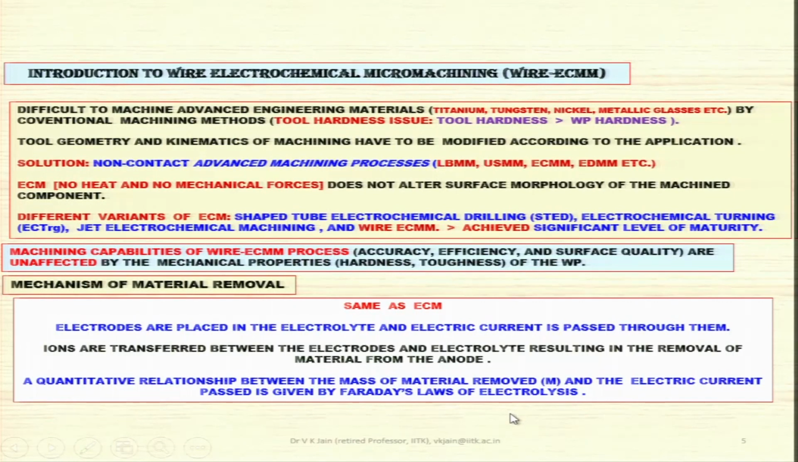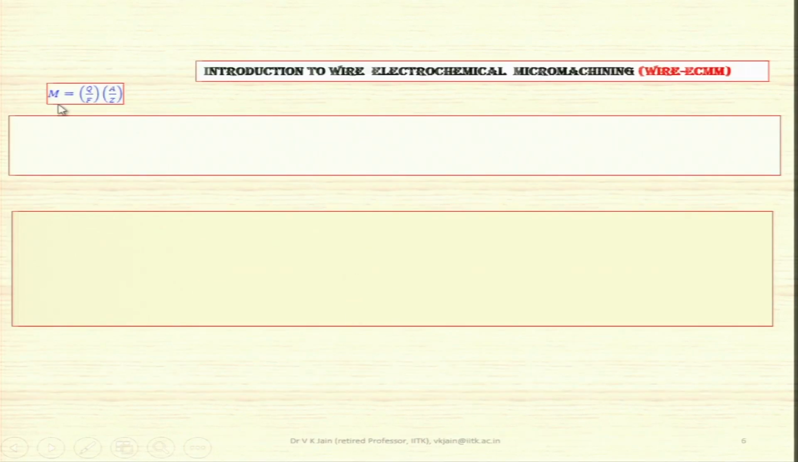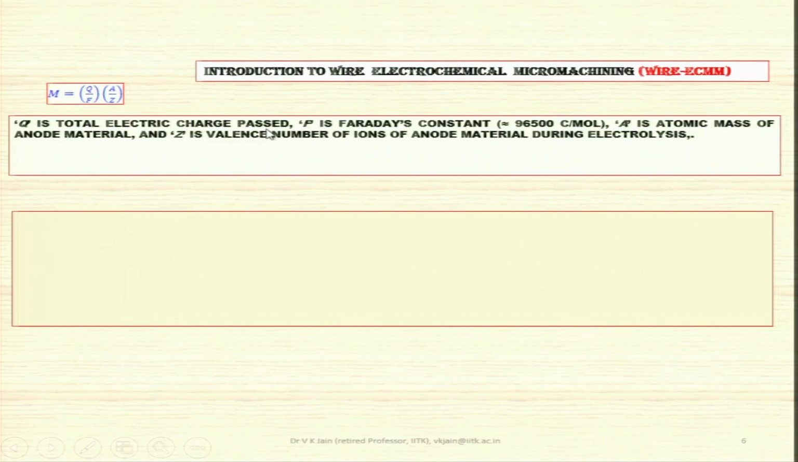As I mentioned earlier, it works on the same principle as ECM, and ECM and ECMM work on Faraday's laws of electrolysis. The mass of the material removed is given by m = (Q/F) × (A/Z), where Q is the total electric charge passed in the circuit, F is Faraday's constant, and its value is 96,500 coulomb per mole. A is the atomic mass of the anode material and Z is the valence number of ions of the anode material during electrolysis. When I say Z alone, it is for pure metals. If it is an alloy, then different elements will have different Z and you have to evaluate the value of Z for that particular alloy separately, and that has been discussed in the book on advanced machining processes.